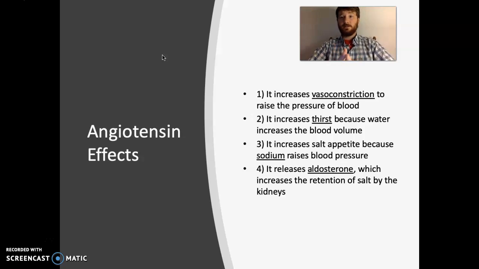Angiotensin, particularly angiotensin II, affects four things. Vasoconstriction is the most obvious one, but it has three more, which all affect an increase of blood pressure. Number two is it increases thirst. Why would it do that? Well, because water increases the blood volume, and when you have an increase in volume of a liquid, it's going to increase the pressure of the liquid.